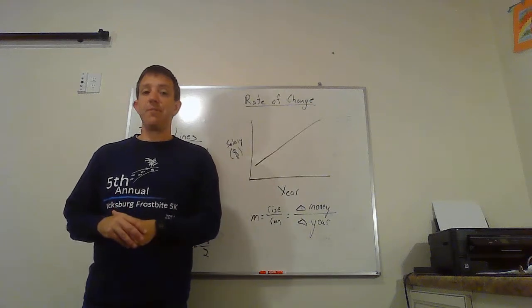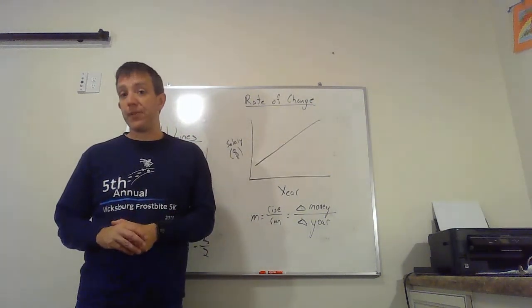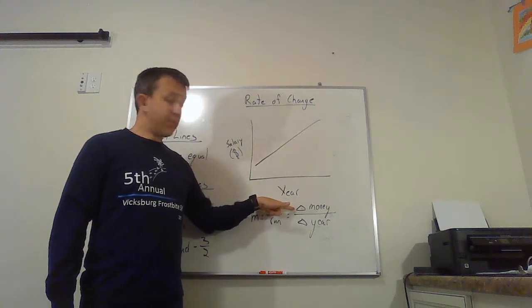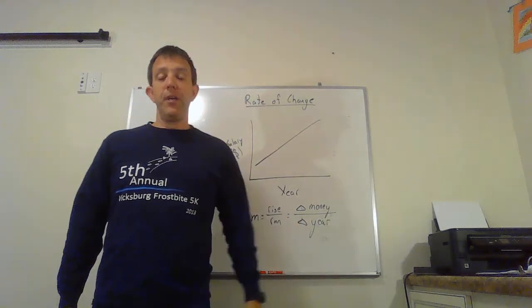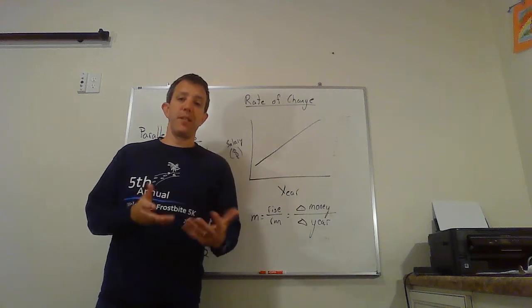And really what's nice about it is it's really pretty straightforward because we just steal the units. So here, since my y-axis had money on it, change in money goes on the top, right, where the rise goes. And the years go on the bottom. So we can always figure out what rate of change is being measured just by stealing the units.